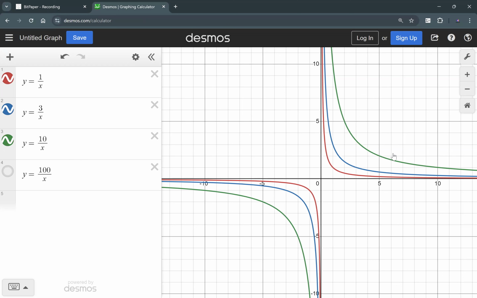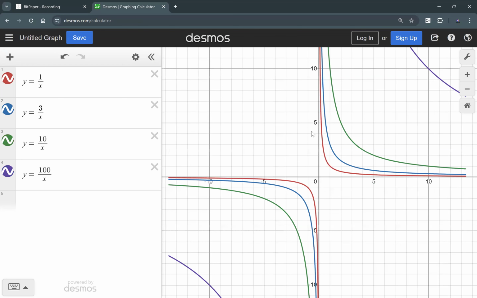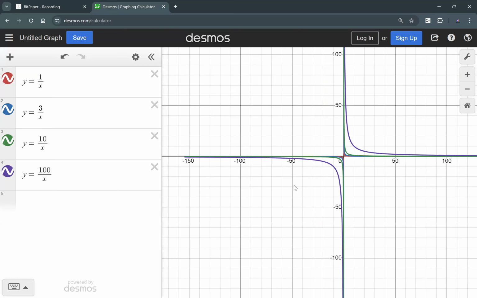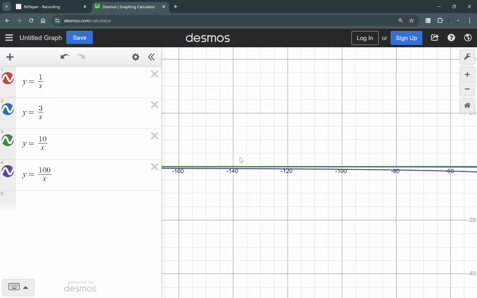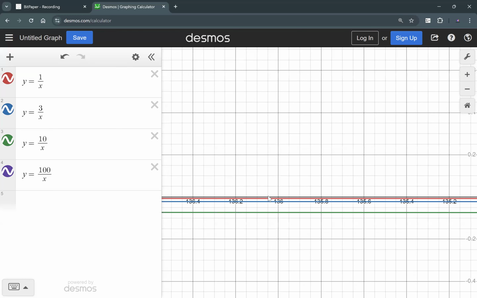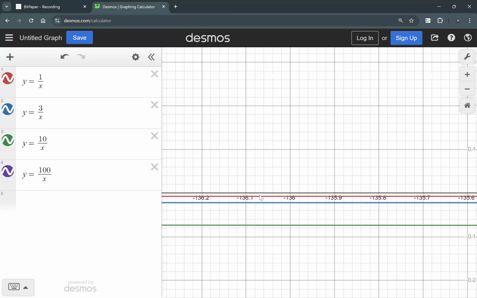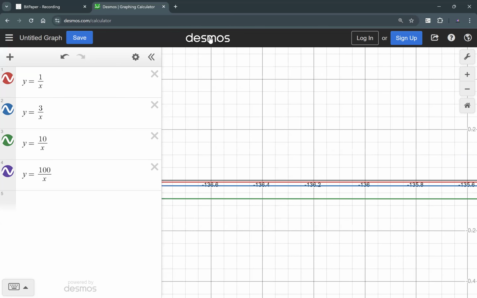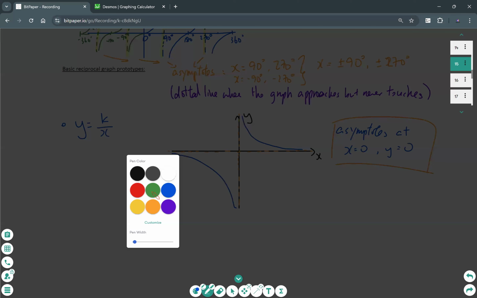Okay, we're both in the positive x and y quadrant and both in the negative x and y quadrant. Y equals 100 over x, it's the same. You can see the shape of the graph remains the same. Now, it looks like it's touching the x-axis, but if we zoom in a lot more, you'll see they're never touching it, okay? So it doesn't matter how far you drag it, you'll never reach the x-axis, okay? So that's how we can draw the graphs.